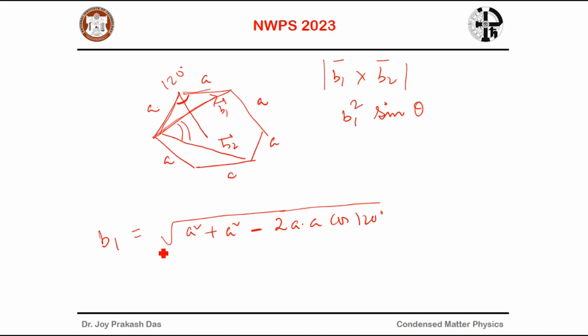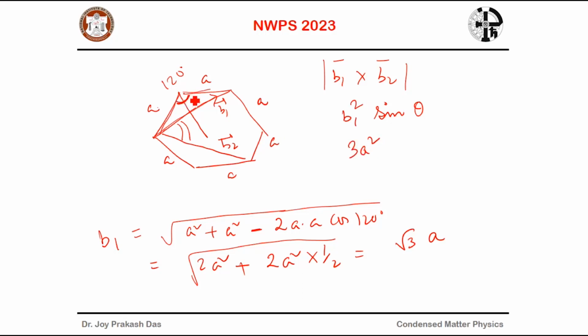I hope you know vectors. So this will be twice A square minus twice A square cos 120, which means minus cos of 60. Cos of 60 is half, and this minus will make this plus. So this will be equal to root 3 into A. Yes, somebody was right. So this is root 3 A. So B1 square is nothing but 3A square.